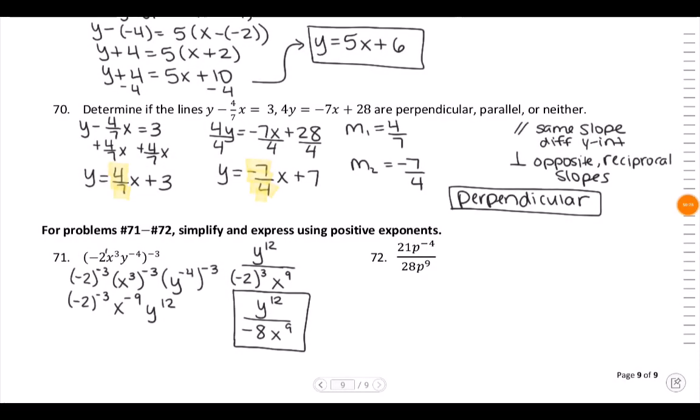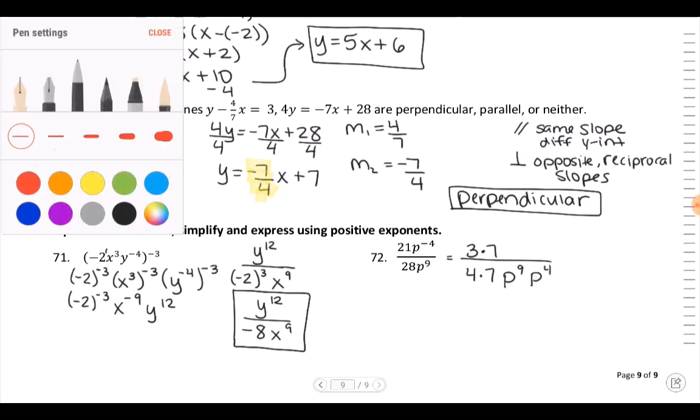We're almost there. Okay. We need to reduce, first of all, I've got two numbers here that can be simplified. 21 over 28. Those can both be reduced by a factor of 7, right? Let's write 21 as 3 times 7. And this p to the negative 4th needs to be moved to the bottom. So I'm going to write this 28 here as 4 times 7. And then I've got p to the 9th and p now to the 4th.